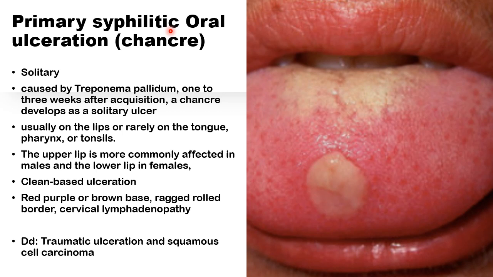Syphilis can cause an oral ulceration, the chancre. It's a solitary chronic ulcer caused by the Treponema pallidum about 1 to 3 weeks after the acquisition. It's usually on the lips, particularly the upper lip in males and the lower lip in females, but it can also affect the tongue or the pharynx or even the tonsils. The base of the ulcer is clean and it is red, purple, or brown. The edges are ragged and rolled, and there are usually cervical lymph nodes. Again, the differential diagnoses include things like traumatic ulcers and squamous cell carcinoma ulcers.